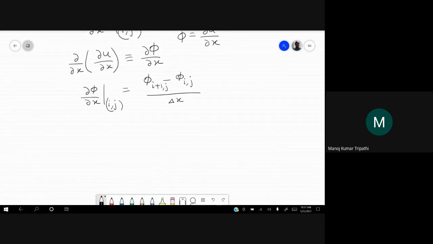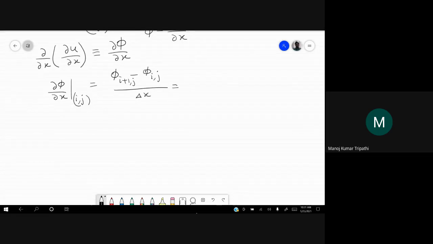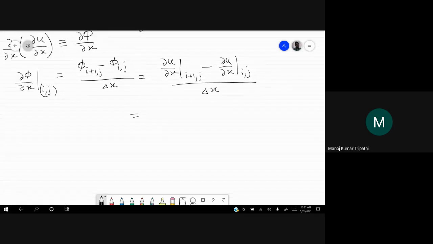And then let us write phi here, let us expand it. Phi is dou u by dou x at i plus 1, j minus dou u by dou x at i,j, by delta x. Now you can write what is dou u by dou x at i plus 1, j. So now can you do this and let me know, write it on the chat window. Use forward difference for both of these terms.